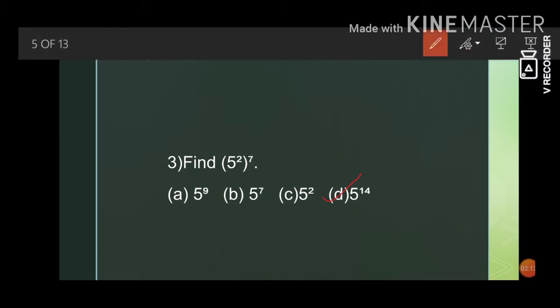So our irrational number is option 2. Find 5 square whole to the power 7. 5 square whole to the power 7 follows the exponent form a to the power m whole to the power n, which is equals to a to the power m into n. So we will multiply m and n. So multiplying 2 and 7 will give us 14. So 5 to the power 14 is the correct option.